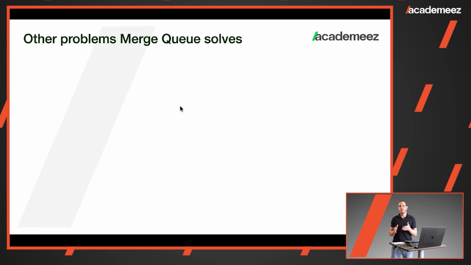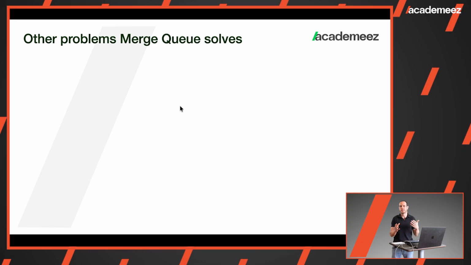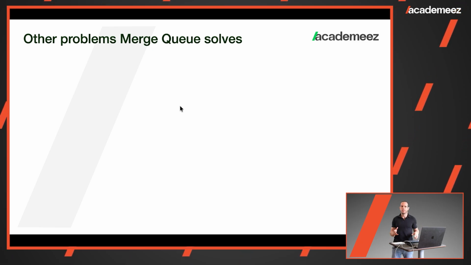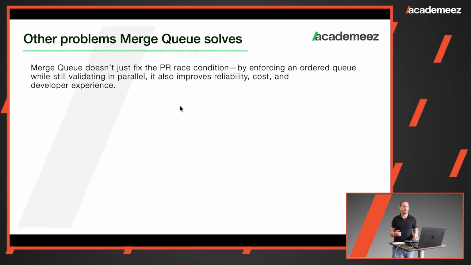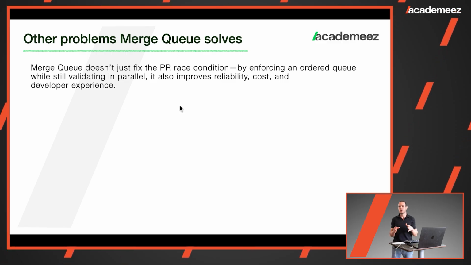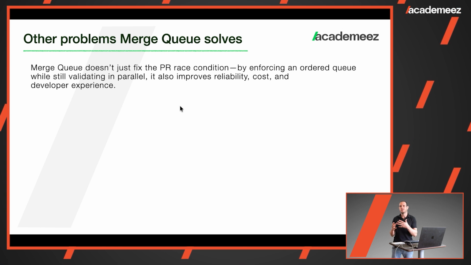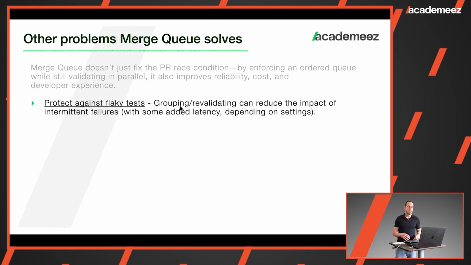So other than the PR race that we just saw, when you have many developers trying to merge their pull requests into your main branch, there are other problems that merge queue helps you solve. And I'm just talking broadly about merge queue, not necessarily GitHub, because you have other solutions for merge queue like Trunk, like Mergeify, which we'll talk about later on. So I'm talking in general, taking into consideration those other solutions, about what other problems they might save you.